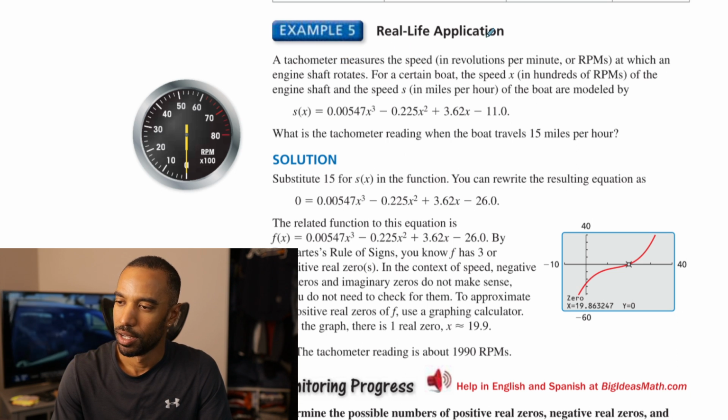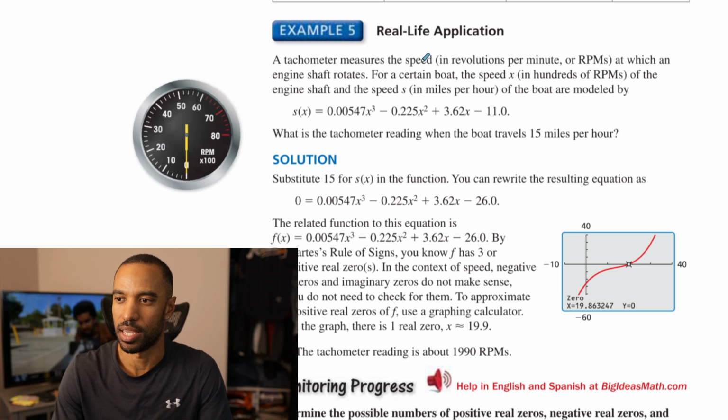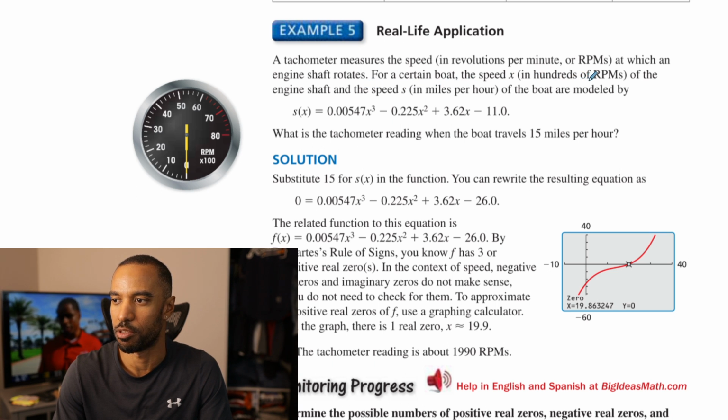All right, another example of real-life application. A tachometer measures the speed in RPMs at which an engine shaft rotates. For a certain boat, the speed x in hundreds of RPMs of the engine shaft and the speed s in miles per hour of the boat are modeled by this. What is the tachometer reading when this boat travels 15 miles per hour?